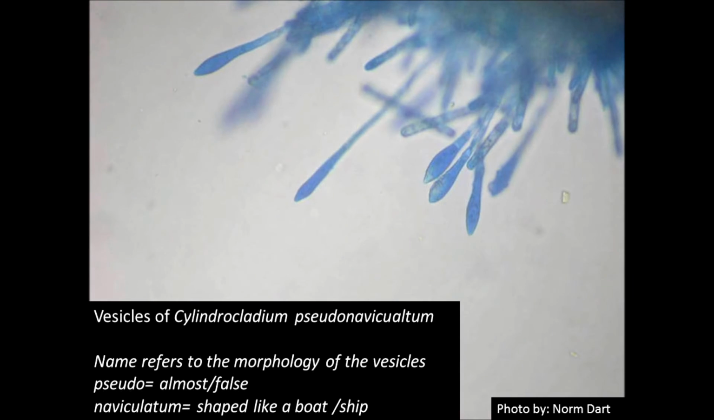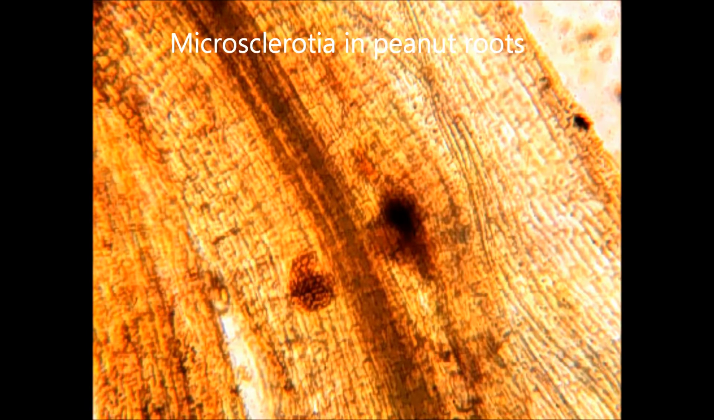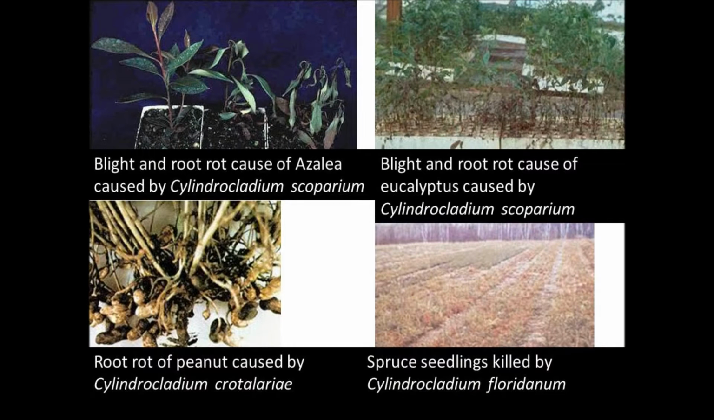Vesicles are another microscopic structure produced by this genus. Vesicle morphology is useful for species identification in the genus Cylindrocladium. Microsclerotia are another common structure produced by this genus. These structures are formed in host tissue and allow the fungus to survive in soil for as many as 15 years.